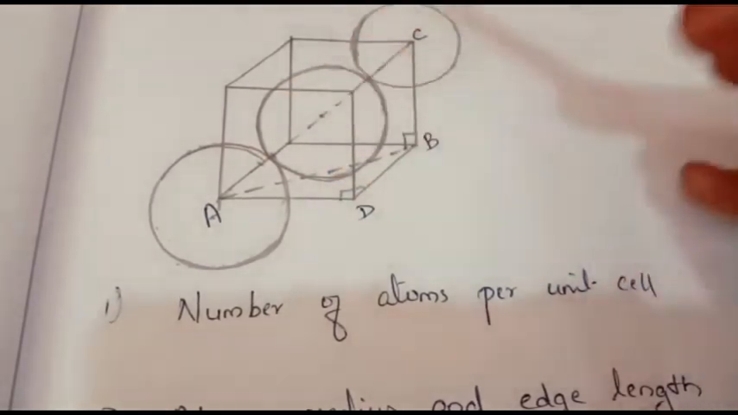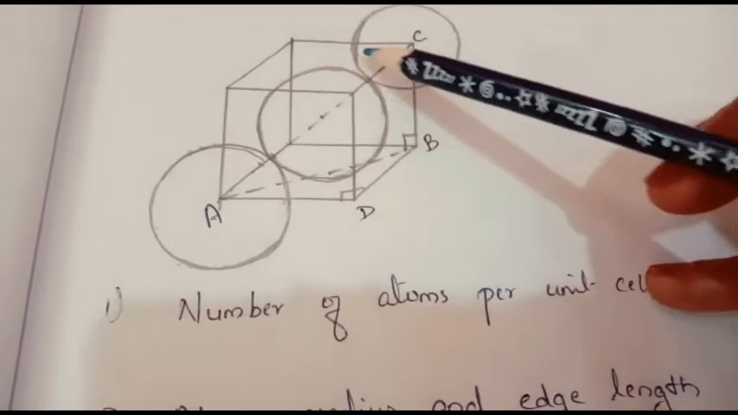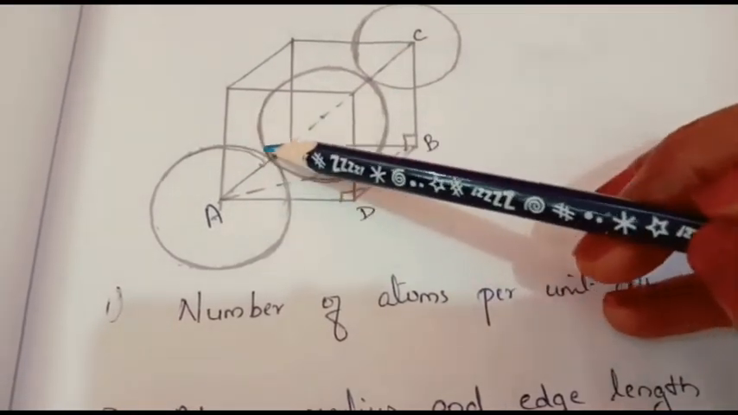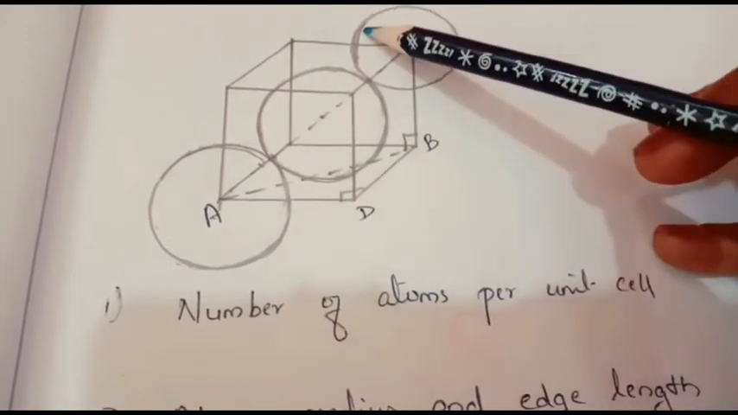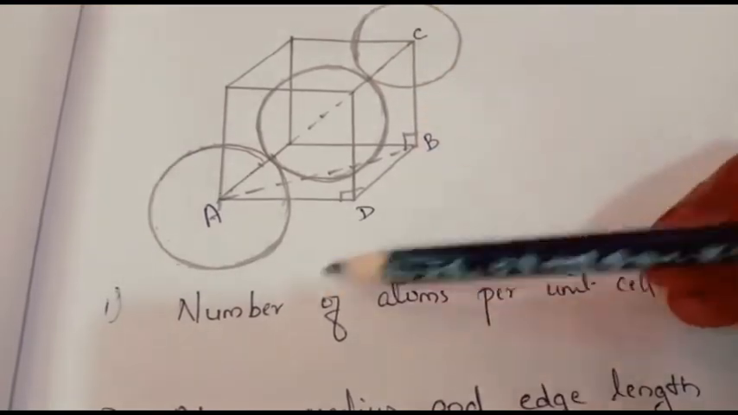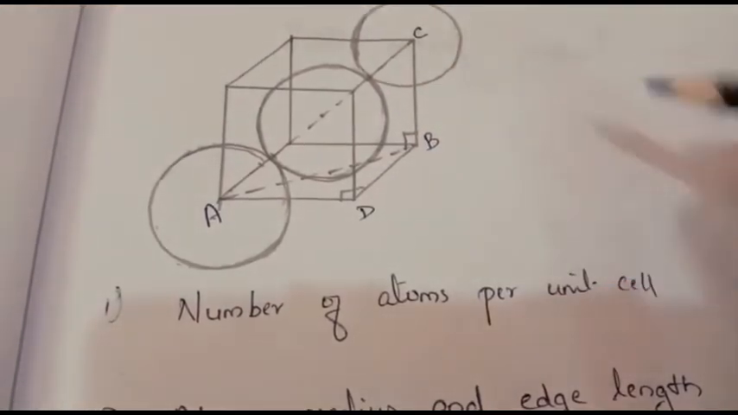This is not outside, and this is not a face center. This is completely inside the cube, and these are the 2 corner atoms, and this corner part is inside the cube. This part also, this 1/8 part is inside the cube. So what is the total number of atoms per unit cell? How can we calculate it here?